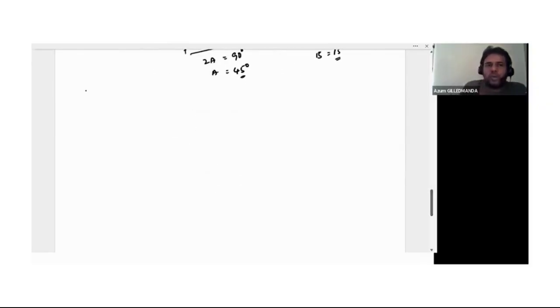Now, we talked about complementary angles, right? So what are complementary angles? I have two angles, A and B, right? So if the sum of these two angles is 90 degrees, then we say these are complementary angles.